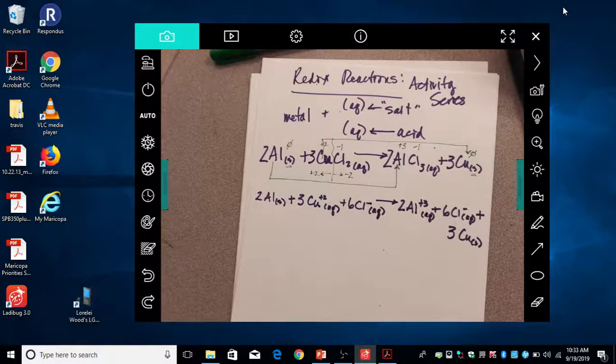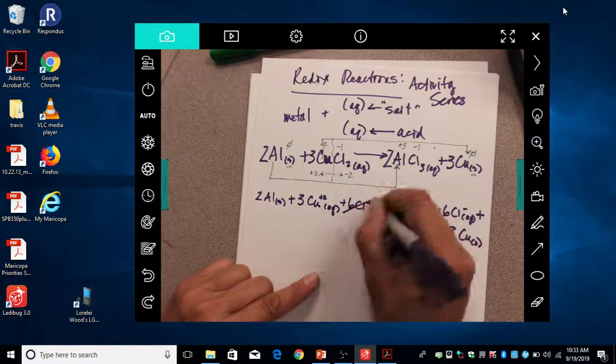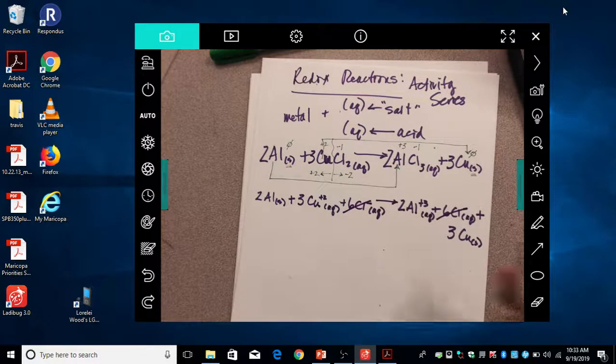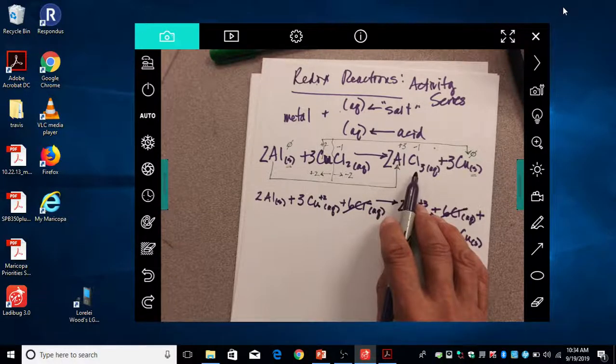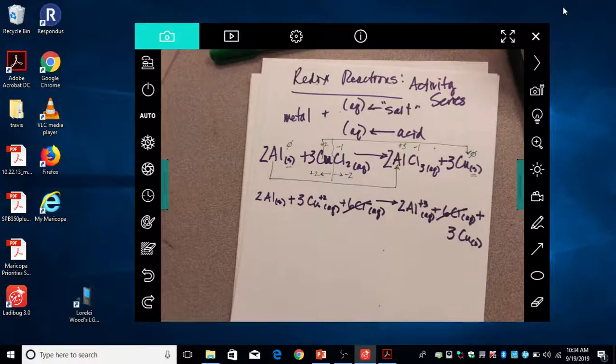Now, metathesis reactions have 2 spectator ions, double replacement, that makes sense, right? 2 things are replaced, so there are 2 spectator ions. Single replacement reactions only have single spectator ions. So who is the single spectator ion in this case? 6 chloride. One of the big mistakes people make is they try to make this a precipitation reaction, and they go, oh, I'll bet aluminum chloride is insoluble. And they look at their solubility rules, and if they're interpreting the solubility rules correctly, they'll go, oh, well, it is soluble.